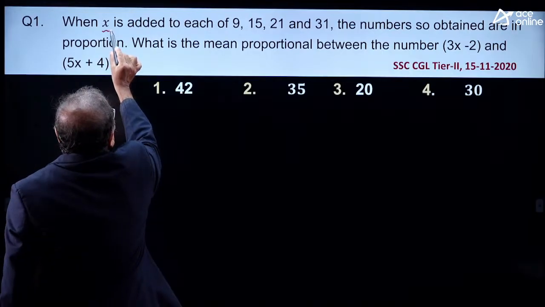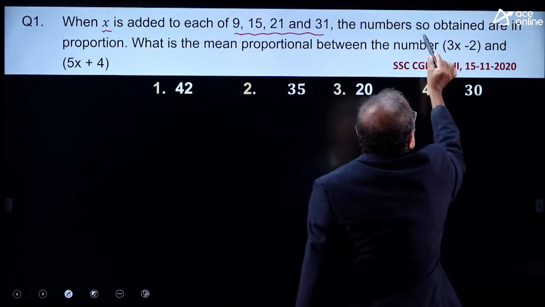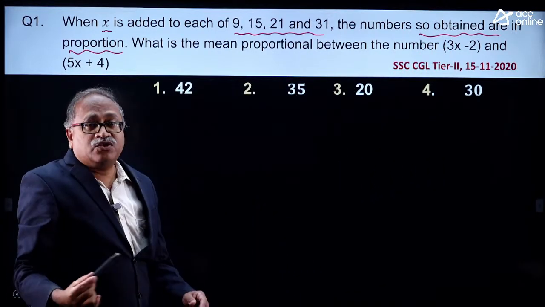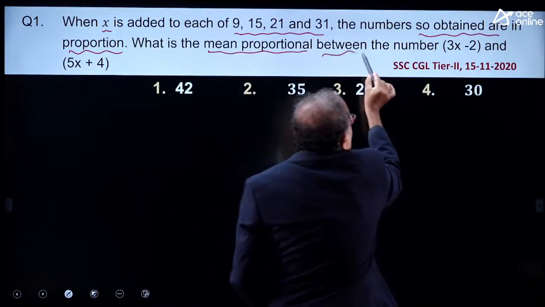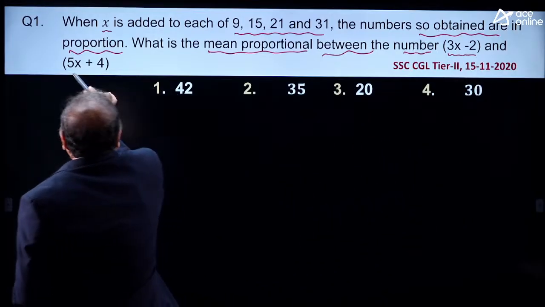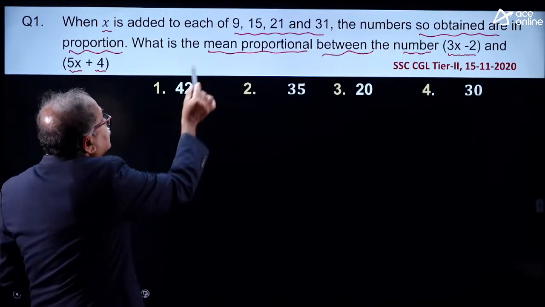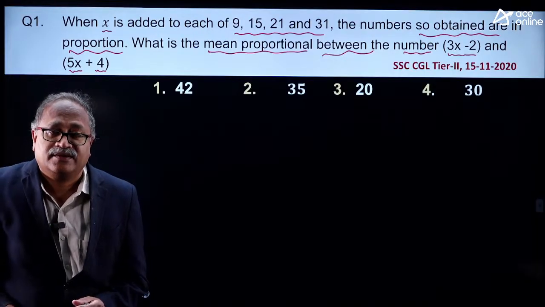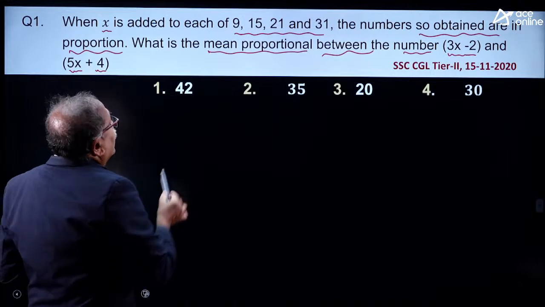Look at this one. If x is added to each of these four numbers, the numbers so obtained are in proportion. Right, we know proportions. So, what is the mean proportion between the numbers 3x minus 2 and 5x plus 4? If x is added to these numbers, then they are in proportion.